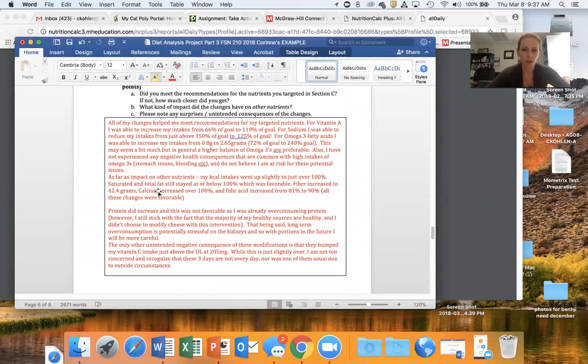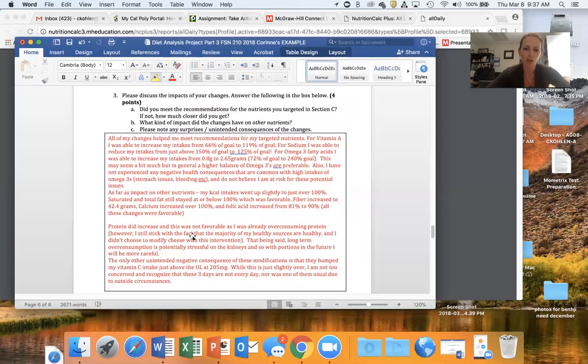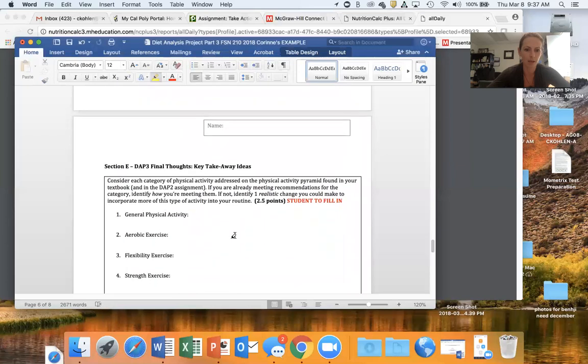So you can read what I wrote here in my online example. I'm not going to read it to you now, but you're going to want to look at things that you were trying to change, but also look at all the nutrients. Were others affected that maybe you were not trying to change? Some of those might be for the better, some might be for the worse. So I'm expecting a thorough analysis for this. You should gauge how much you should write and how thorough your analysis should be based on how many points the part of the assignment is.